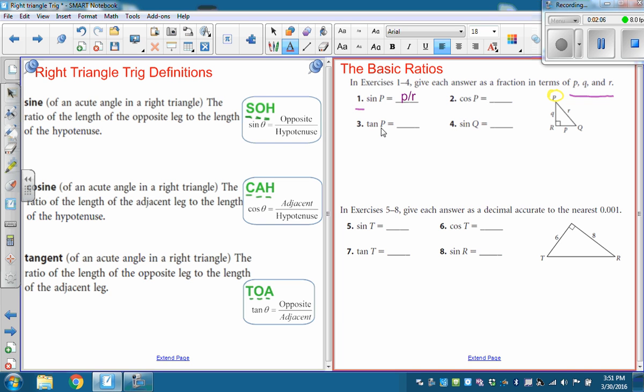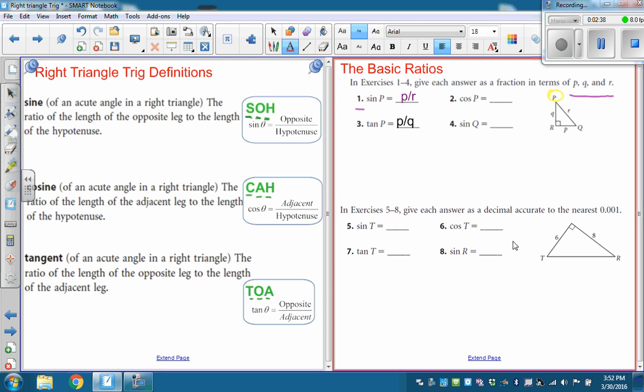And similarly, if I wanted to do problem 3, it's asking for the tangent of P. So tangent is opposite over adjacent. So instead of P over R, you have P over Q. That's all it is. It's just that simple. So that's the basic ratio type problem.